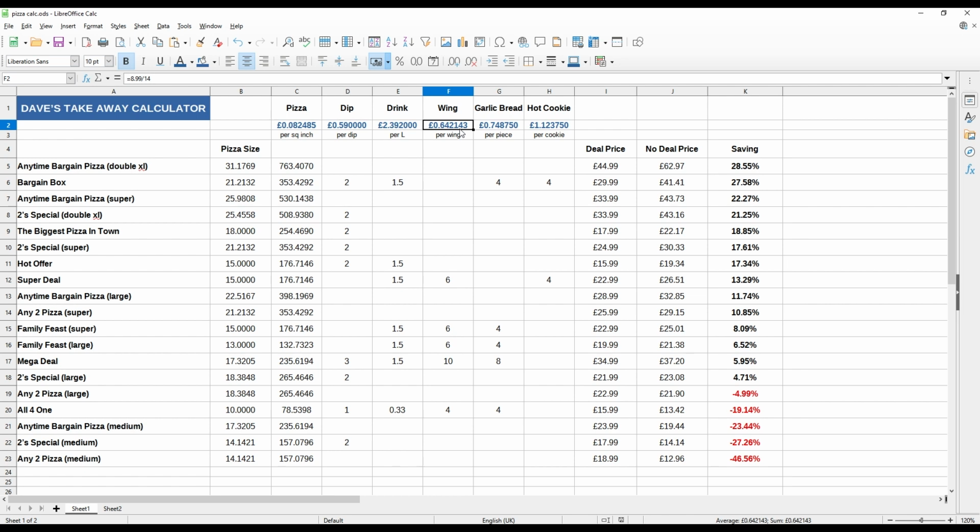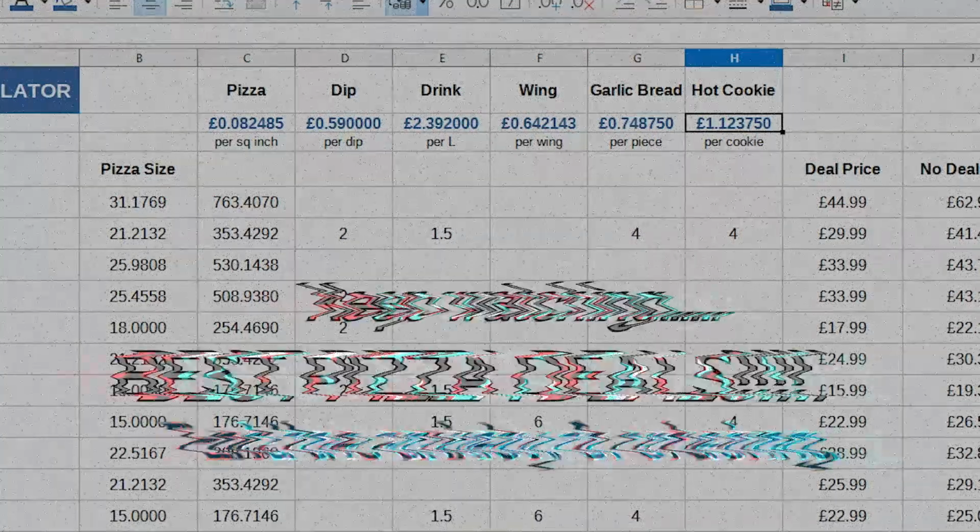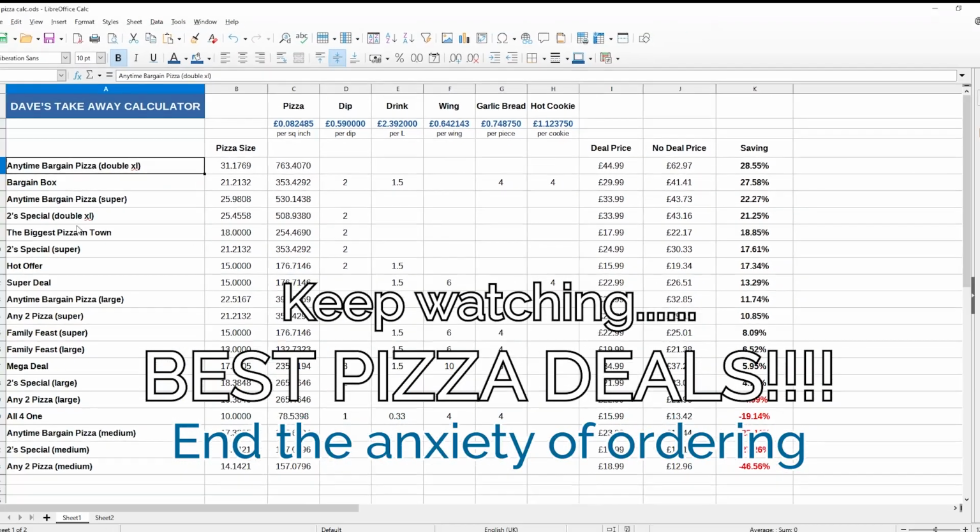Each wing, I just looked at a pack of wings, the largest pack of wings you could buy, and divided it up, and that worked out as $8.99 divided by 14 wings, which gave us about 64, just over 64p per wing. Garlic bread, same thing, almost 75p per piece of garlic bread, and the hot cookies are just over £1.12 per hot cookie. And then I went to every single deal.